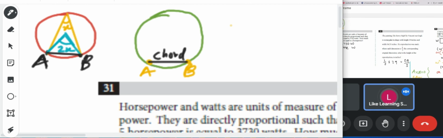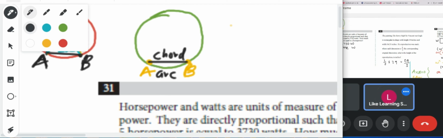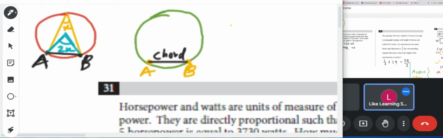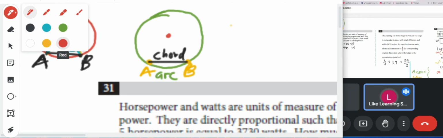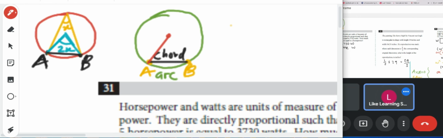Why this is an arc? Sorry, let me use the same color. That's color green. This is an arc. If this is a center O, what do you call this line that runs from the center to the circumference? The radius. The radius, good. So this is also a radius, if this is a center O.